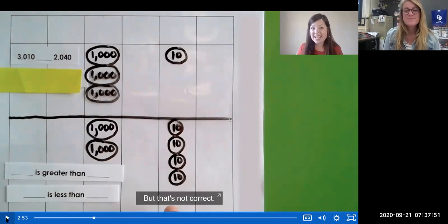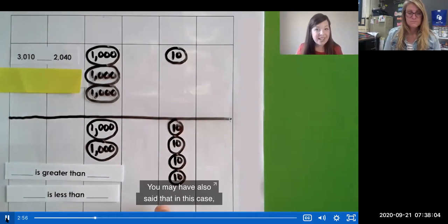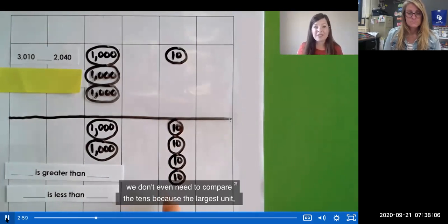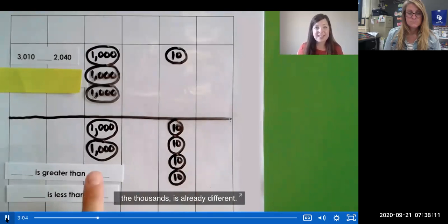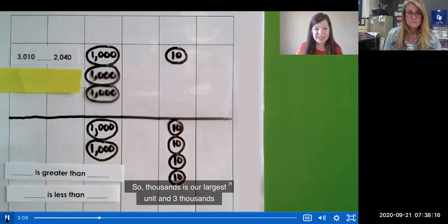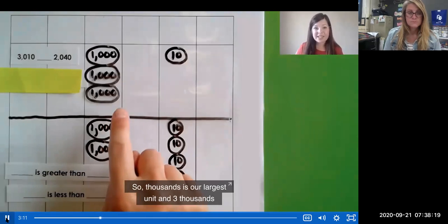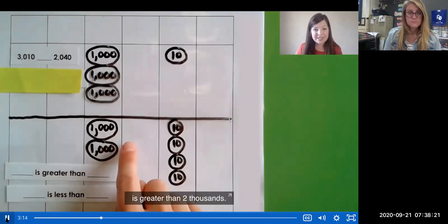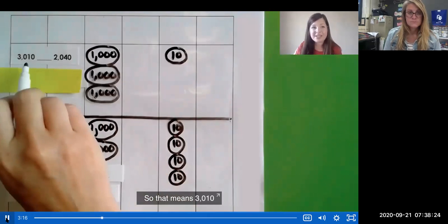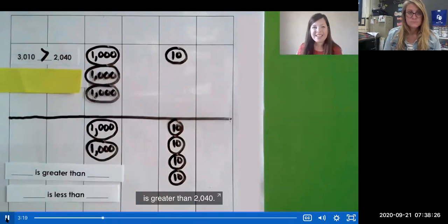So you need to make sure when you're comparing place values that you start at the highest place and not at the lowest place. But that's not correct. You may have also said that in this case, we don't even need to compare the tens because the largest unit, the thousands, is already different. So thousands is our largest unit, and 3000s is greater than 2000s. So that means 3010 is greater than 2040.